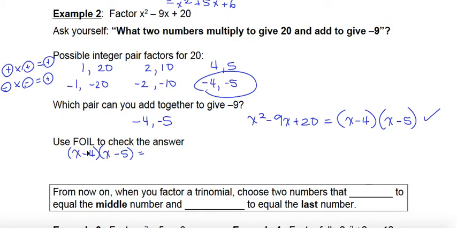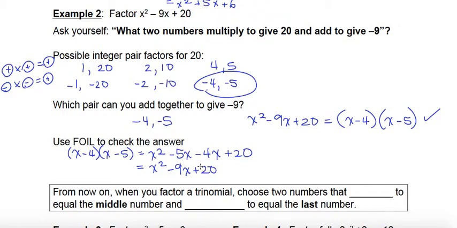So first, x times x is x squared. Outside, x times negative 5 is negative 5x. Inside, negative 4 times x is negative 4x. And last, negative 4 times negative 5 is positive 20. Combine my middle terms. Negative 5x take away 4x is negative 9x. And that is what I started with. So I know I've done this correctly.